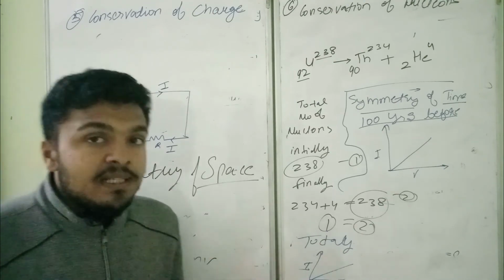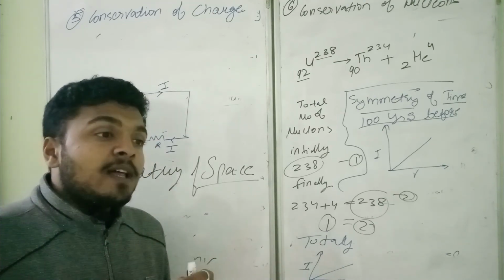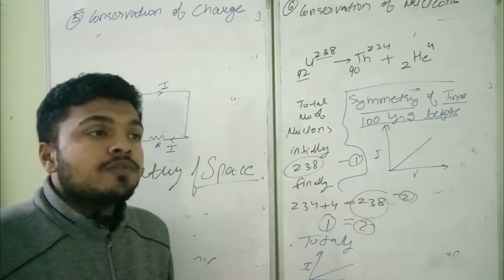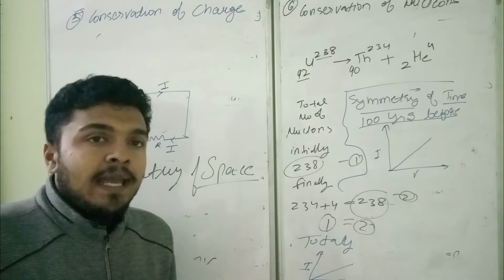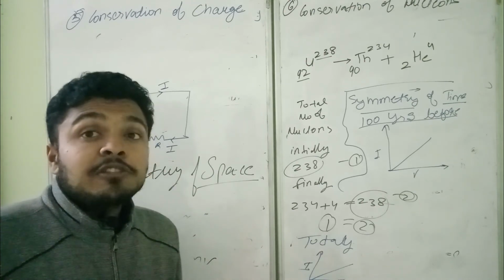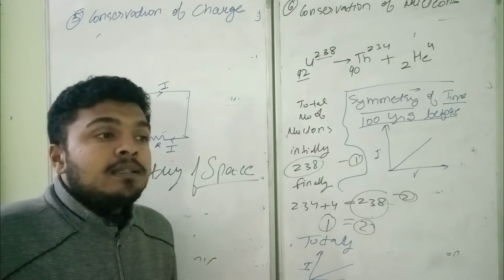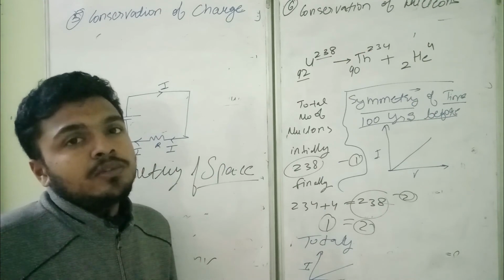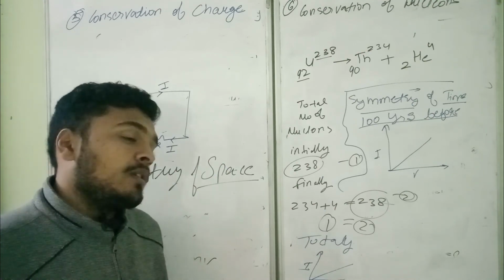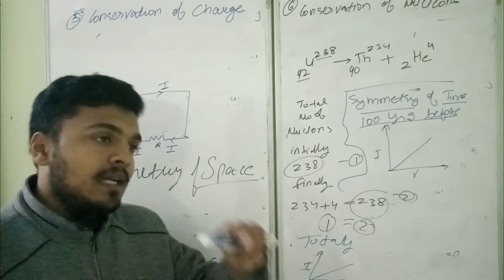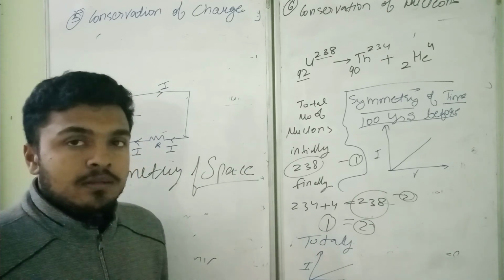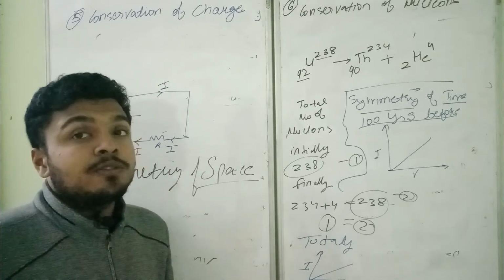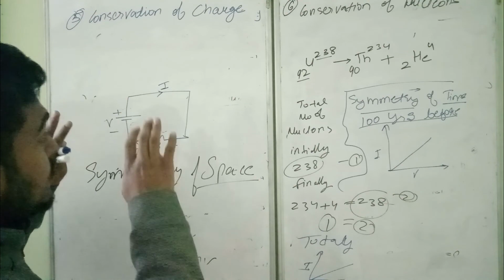What does this mean? This means that the results of the experiments, these conservation laws, follow the symmetry of time as well as the symmetry of space. It means the results of the experiment do not depend upon where you are performing the experiment. If the conditions under which the experiment is performed are the same, then the results must be the same. These are the fundamental laws of nature.